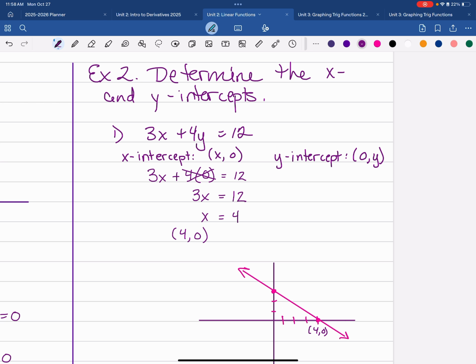To determine the y-intercept, I'm going to let my x value be 0. So now I'm going to write this as 3 times 0 plus 4y equals 12. So I just put 0 in for x. This cancels out because anything times 0 is 0. I'm left with 4y equals 12, so y equals 3. So because we're multiplying by 0, it really does make it quite easy for us to just cancel out one of our variables.